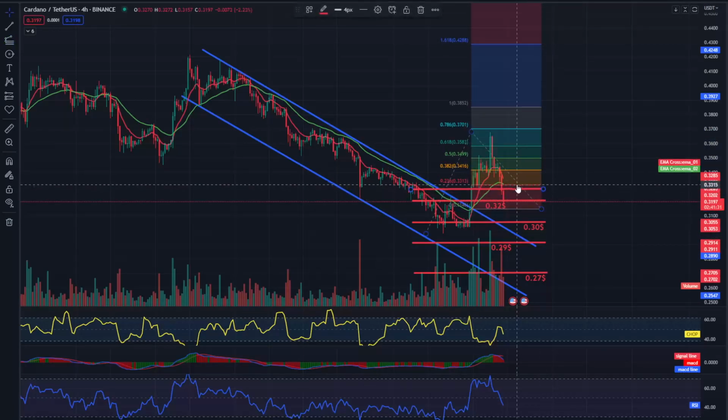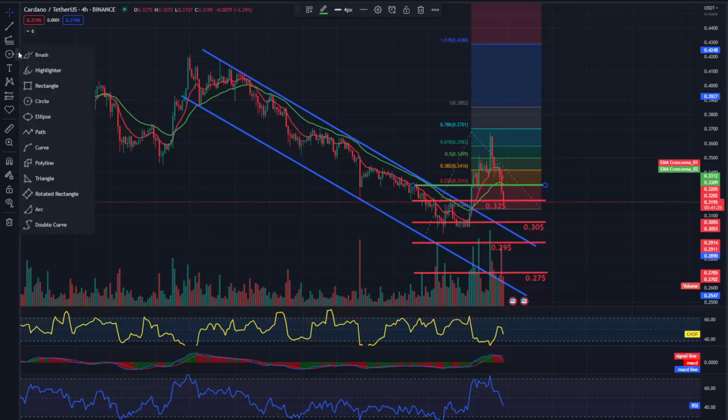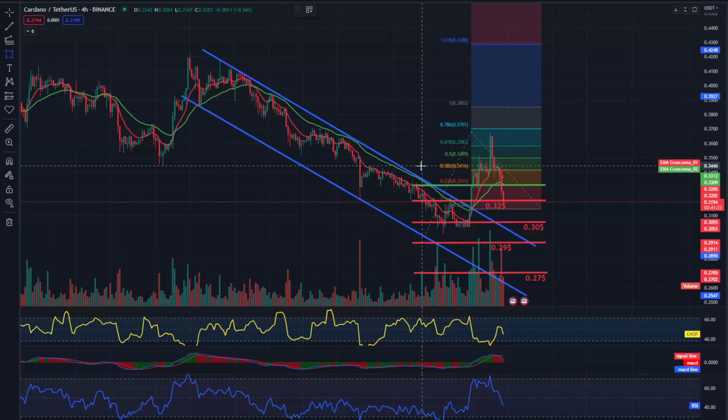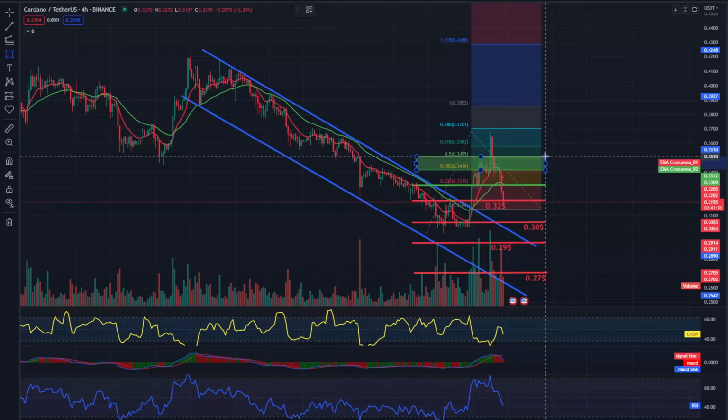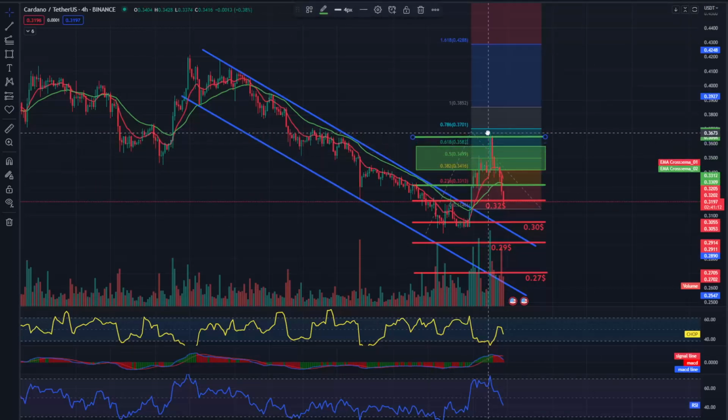Looking the other way, we see first resistance at 33 cents. Then we can mark a strong resistance zone from 34 to 36 cents. And then resistance at 37 cents.